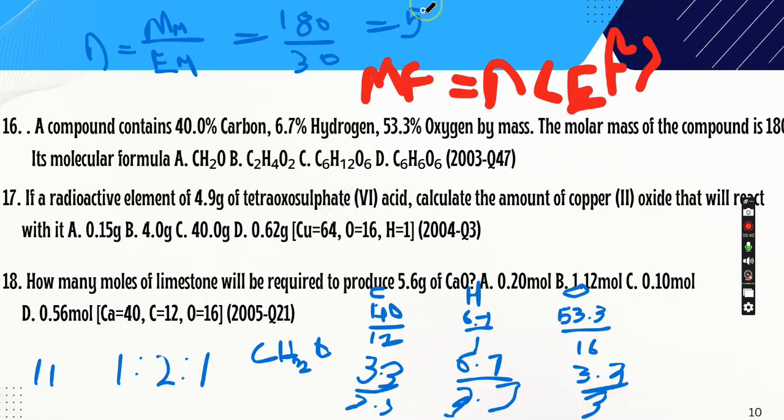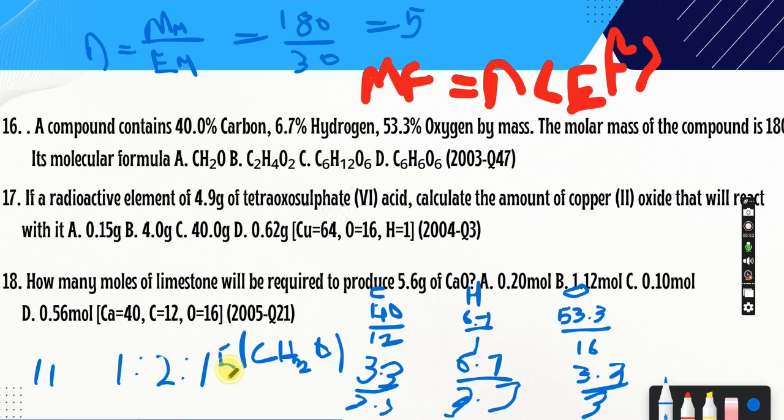So if that gives us 5, we can multiply this by 5 to give us the molecular formula. Oh, 180 over 30 is 6. Sorry about that. This will give us 6, not 5. So we are going to have C6H12O6, which is our option C. So let's clean this.